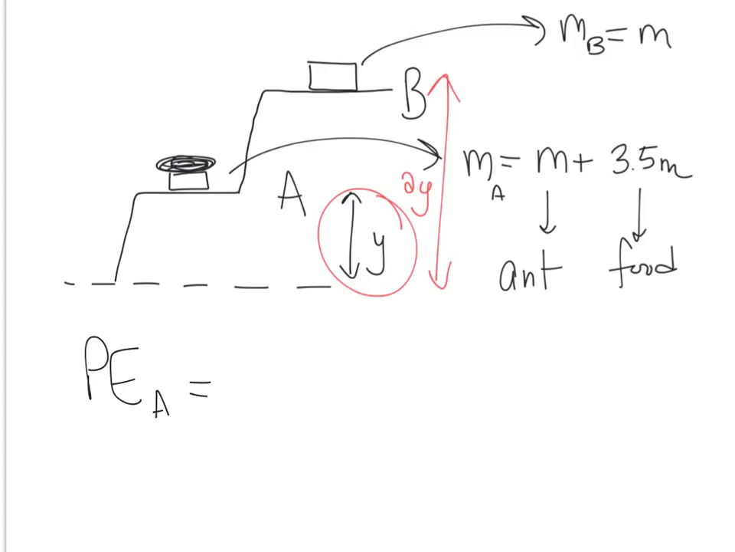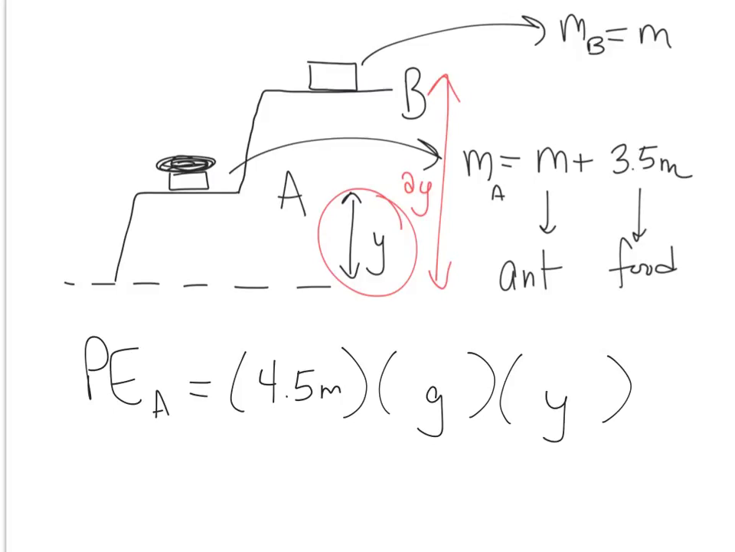So the potential energy at instant A: what's the mass when it's at instant A? Remember, it's the ant and the food at instant A. What's M plus 3.5 M? 4.5? Right, so it's 4.5 M. That's the mass right there. G is G, and the height at instant A is known as y. Remember, potential energy is mass times gravity times the height. It went from the ground up to height y. That's the height right here at instant A.